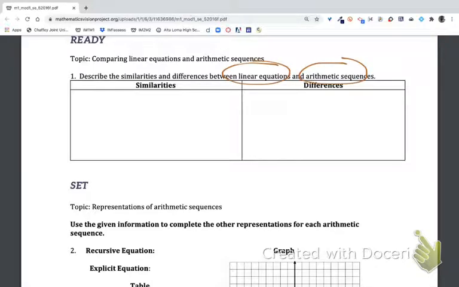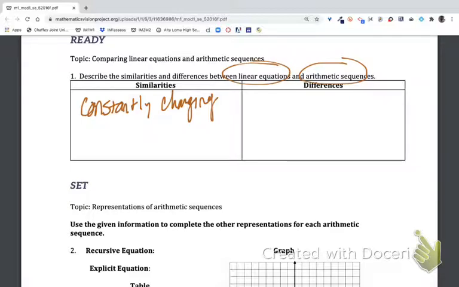The similarity is that it is constantly changing, in that it will go up by 5 units or 2.2 units or whatever it is. It's going to go up or down by a consistent rate. That's the same for a linear equation and an arithmetic sequence.